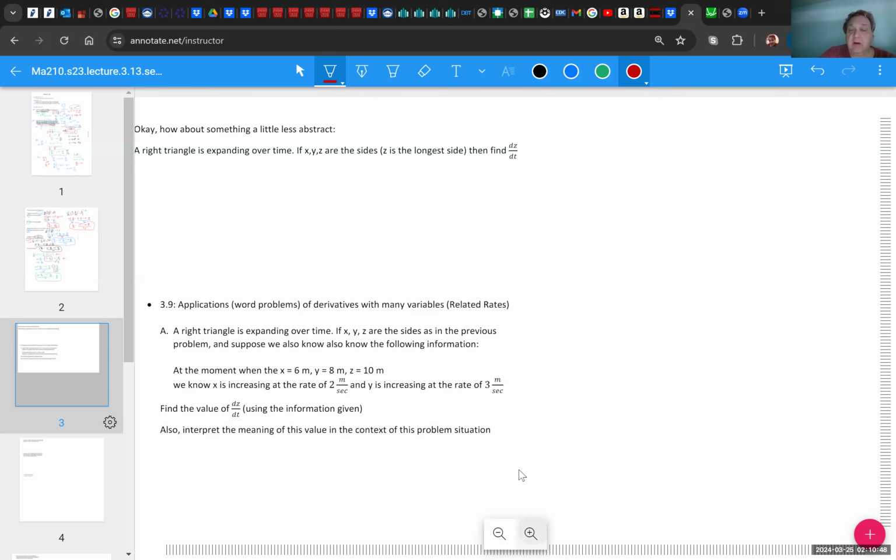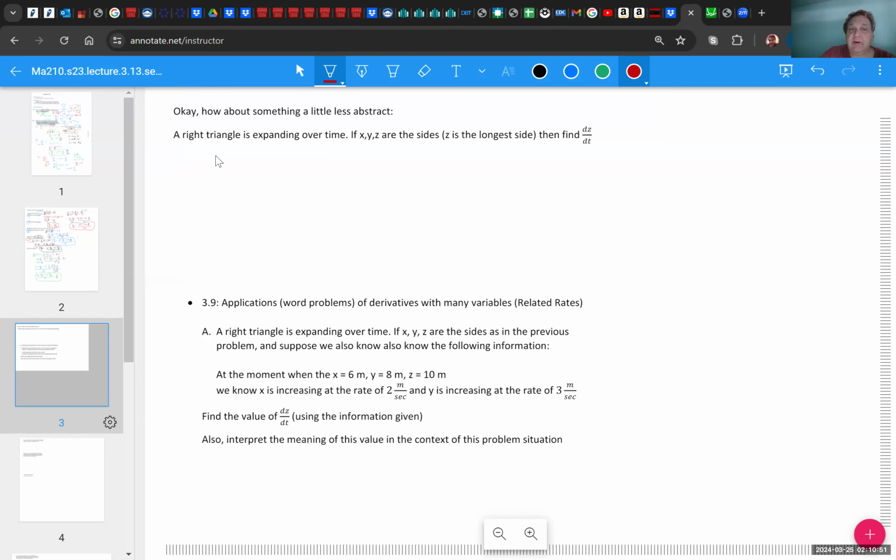So I'm talking here about this example at the top here. A right triangle is expanding over time. X, Y, and Z are the sides, with Z being the longest side. We're looking for dz dt. So this is sort of a simplified word problem, but it has multiple variables. It has at least 3, X, Y, and Z.